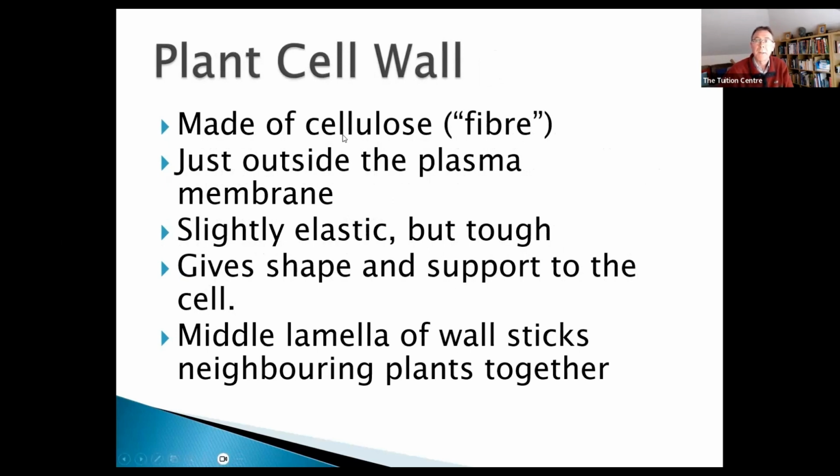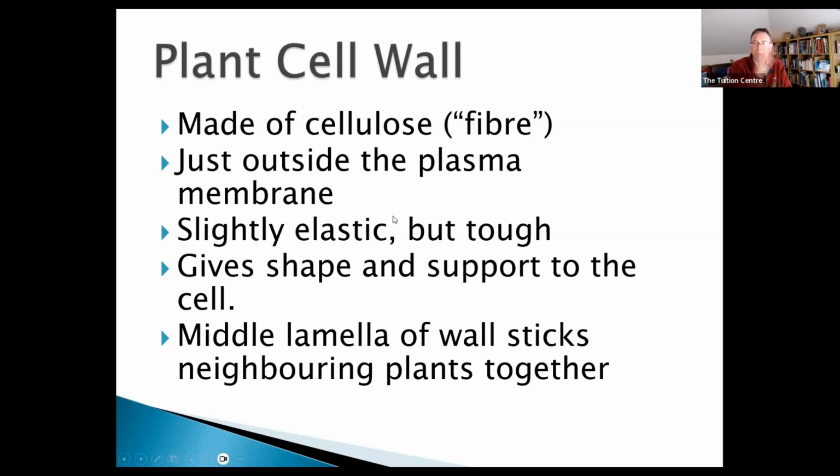It's fine. What's it made of? It's made of cellulose. So that's its structure, right? If you were talking about plant cell wall structure, its structure is that it's made of cellulose. Sorry, it's not rigid. It's tough, but it's slightly elastic. So it's got a bit of give in it because it has to have this elasticity, because it's going to be under pressure from the turgidity of the cell.